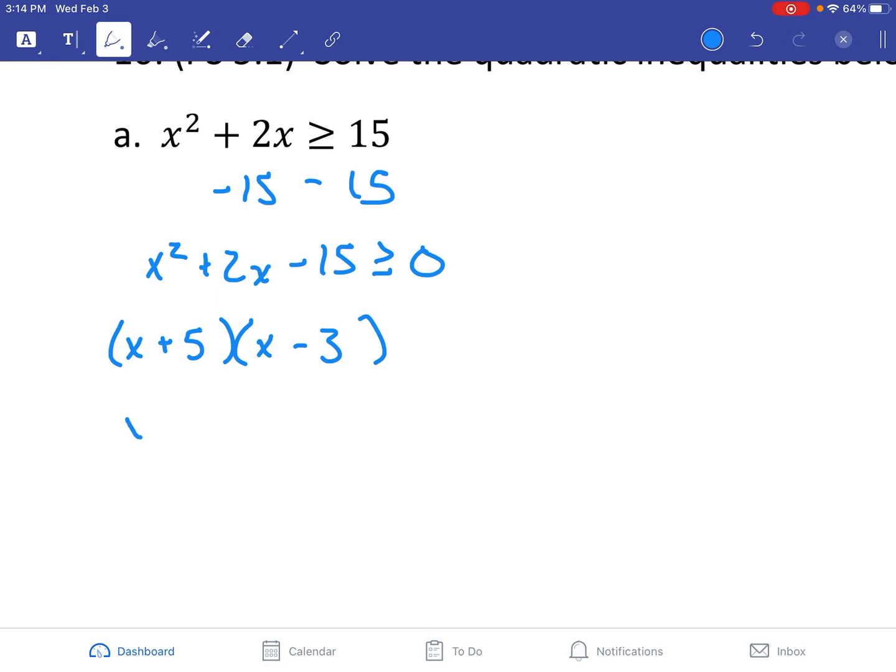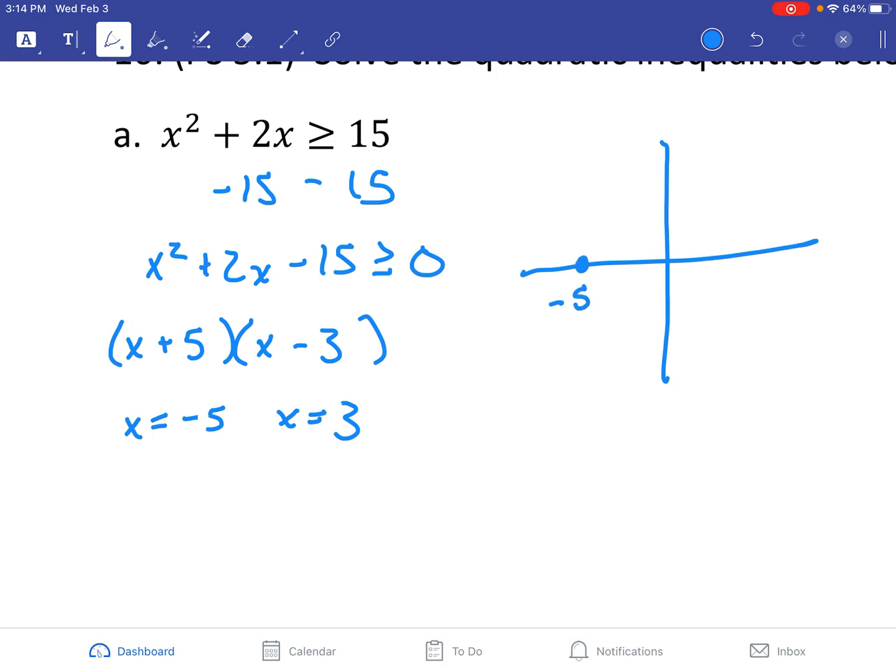All right, we're going to solve for both of those. We got x equals negative 5 and x equals positive 3. So if we set each factor equal to 0 and solve for x, that's what we come up with. Now we're going to sketch a graph using these values as our x-intercepts.